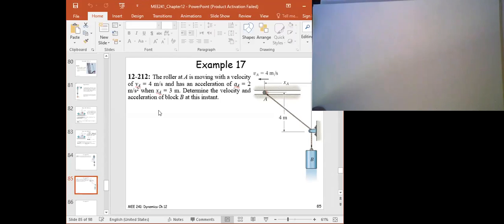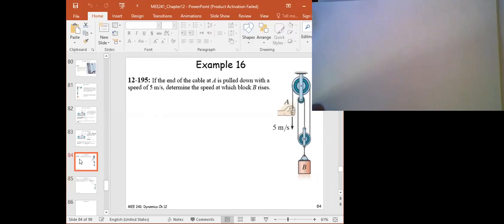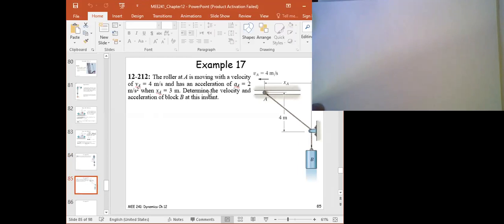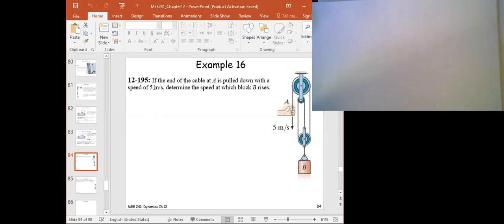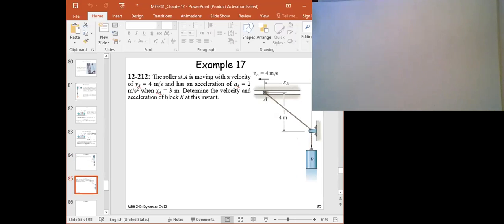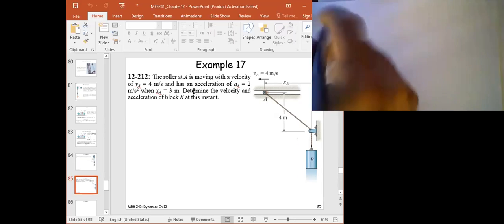Example 16 is solved, we're done. We just put the numbers in place of VA, so it's minus VA over 3. Example 17, basically we have the roller at A moving with a velocity VA equal to 4 meters per second.